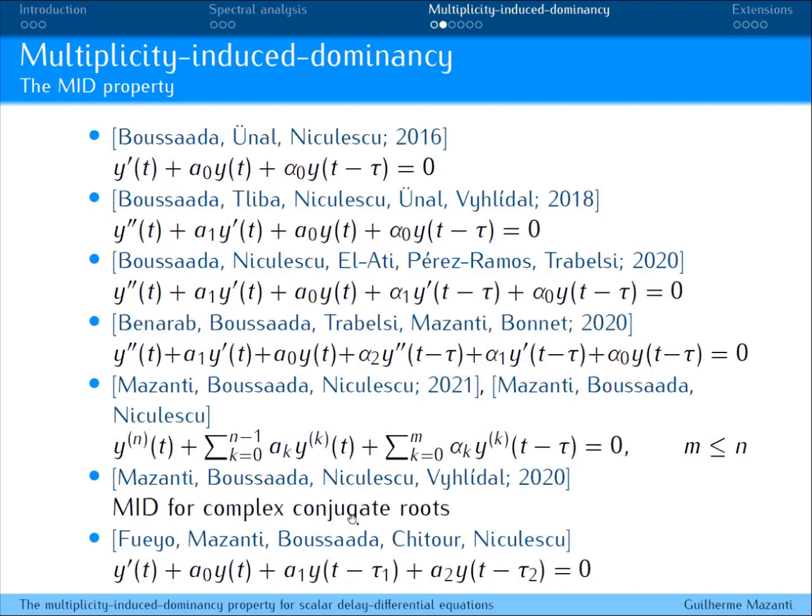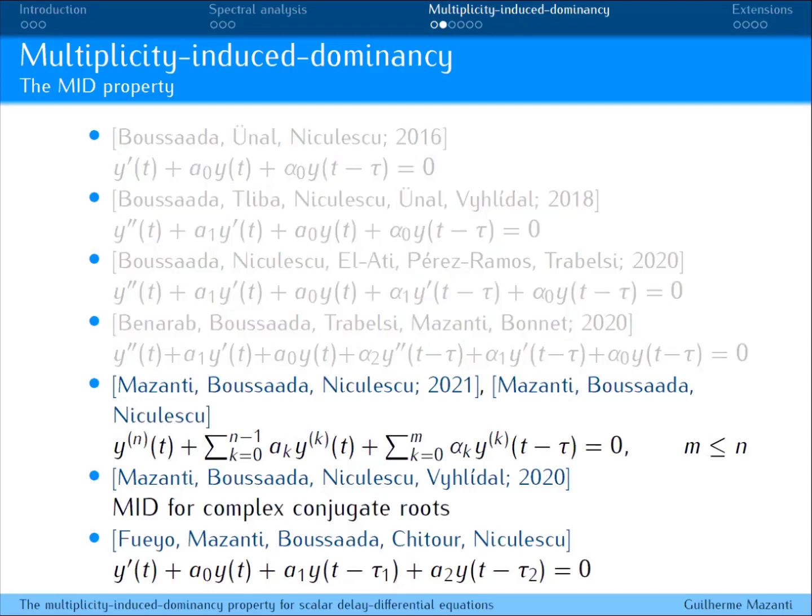There's a work considering this multiplicity-induced dominancy property for complex conjugate roots. So instead of having a real root that has maximum multiplicity, you try to place a pair of complex conjugate roots. And in this final result, we consider the case where we have more than one delay. So what I'm going to consider in the sequel of this talk are these three cases here, where I present the results and some ideas of the proof and interesting connections with some other domains.